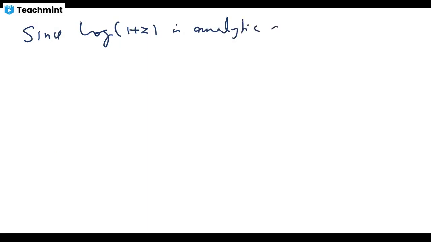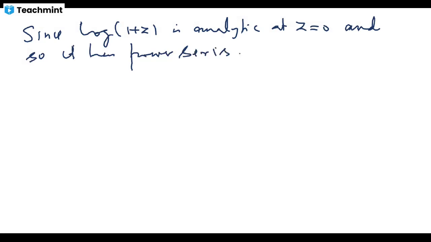Now let us look at the log function. Log of 1 plus z is analytic at z equal to 0. This is analytic because no negative axis is coming in here, okay. It is 1 plus something, and so if it is analytic, it has a power series expansion.